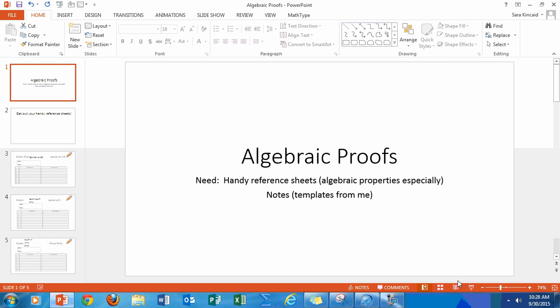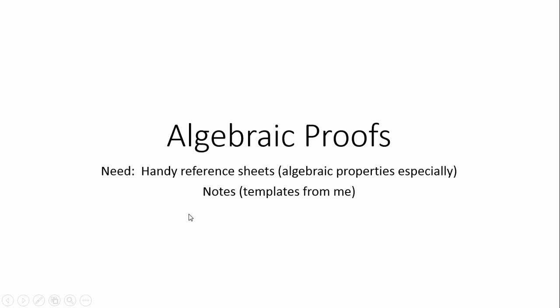Okay guys, today we are going to take a look at algebraic proofs. So we're going to start our proof writing with a tie to what you already know about, and that is some algebra. For this you're going to need that handy dandy reference sheet, or both of them if you want both, especially the algebraic properties part, and also some note templates which are kind of handy because they're already organized in a chart form, and that chart form is what you're going to see me using today.